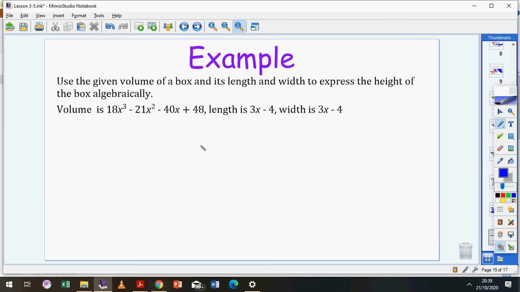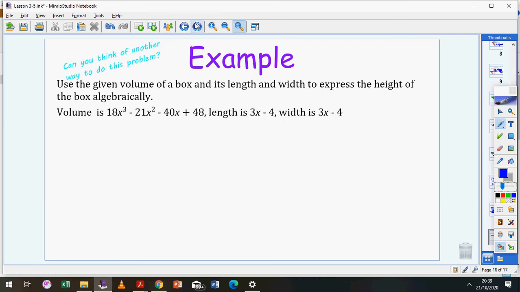Yeah, so this is an approach. Think of another way to do this problem. Can you think of another way to do this problem? You guys let me know if you can think of another way to do this problem. This is your homework. Enjoy.